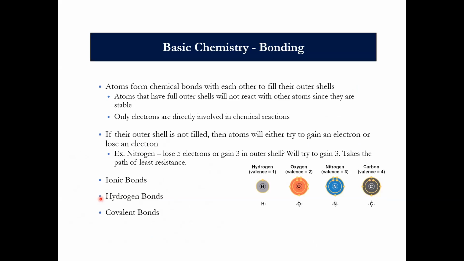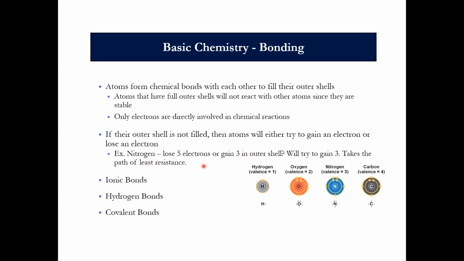So I might have written this over here. Okay, so atoms form chemical bonds with each other to fill their outer shells. Atoms that have full outer shells will not react with other atoms since they are stable. They're happy, they're satisfied. Only electrons are directly involved in chemical reactions. If their outer shell is not filled, then atoms will either try to gain an electron or lose an electron. So as I said, will nitrogen prefer to lose 5 electrons or gain 3 in the outer shell? It will try to gain 3. It takes the path of least resistance.